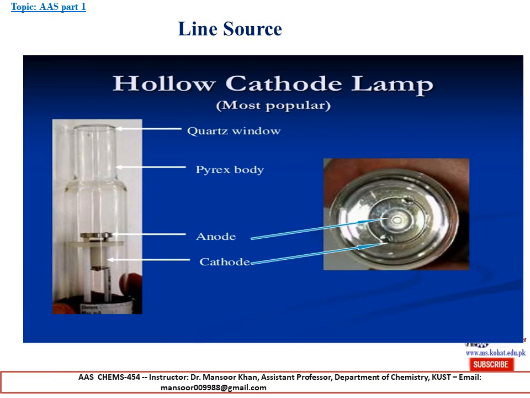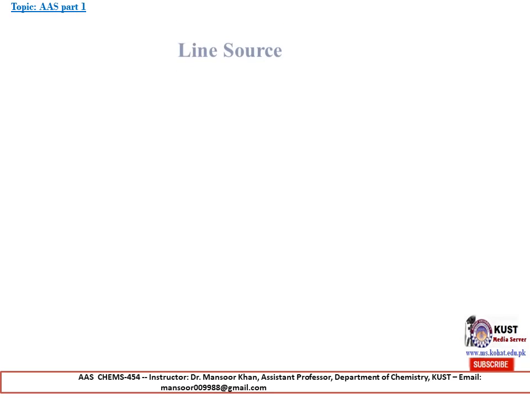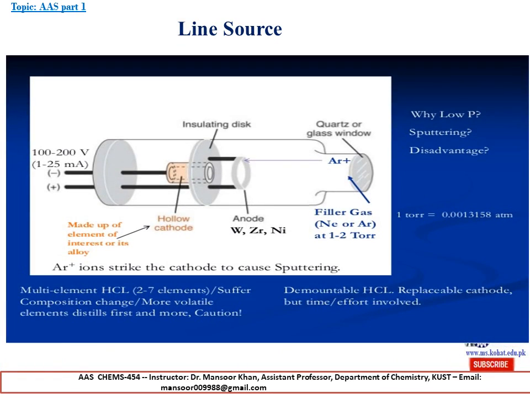A hollow cathode lamp consists of a quartz window with a Pyrex body, and it has a central anode with a tubular cathode. This is the hollow cathode lamp and its construction. It has an anode with a hollow cathode. That's why it is called a hollow cathode lamp.